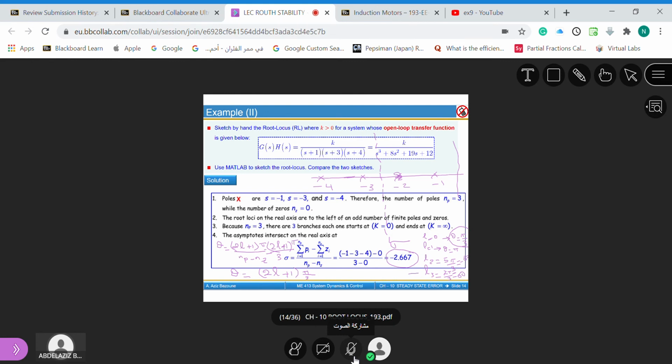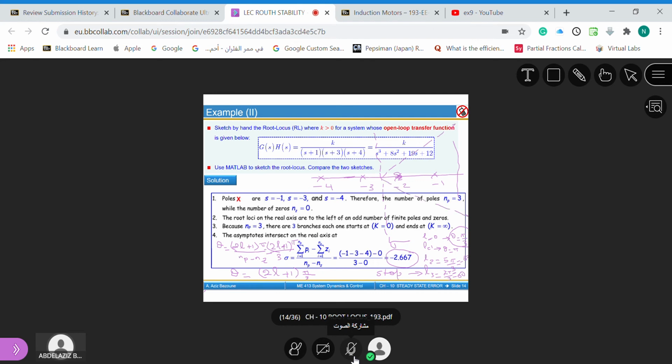Since this one is repeated, I will stop here. I will have 3 angles: theta is equal to pi over 3, theta is equal to pi, and theta is equal to minus pi over 3. So, guys, here this is the sigma. From here, I will draw my asymptote like this, asymptote like this and asymptote like this.